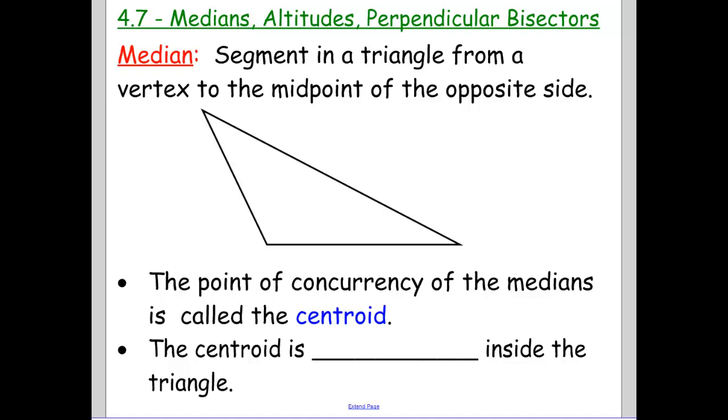Okay, medians, altitudes, perpendicular bisectors. The definition of a median is a segment in a triangle from a vertex to the midpoint of the opposite side. Our medians intersect, and the point of concurrency of our medians is called a centroid, and I want you guys to know that. The centroid is always inside of our triangle.